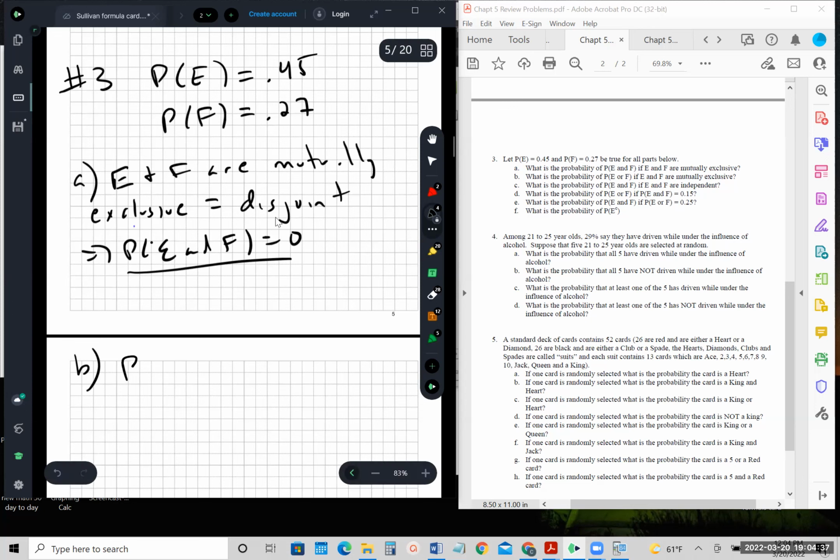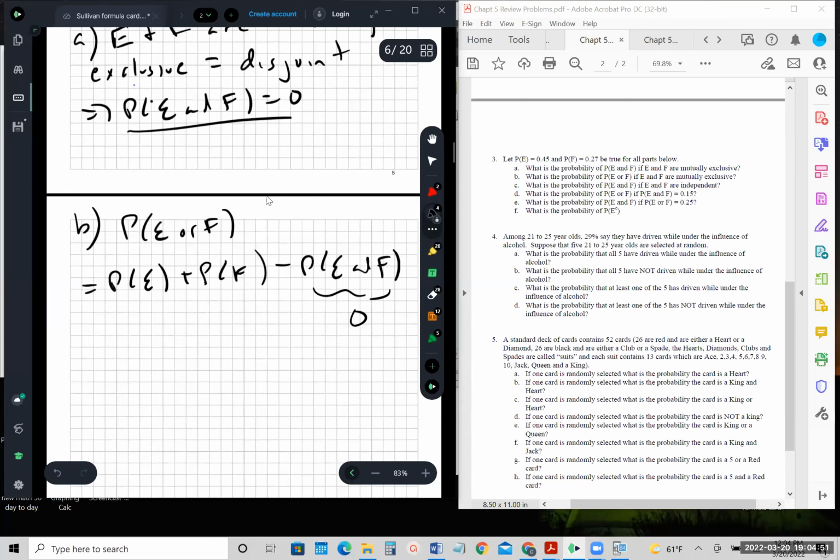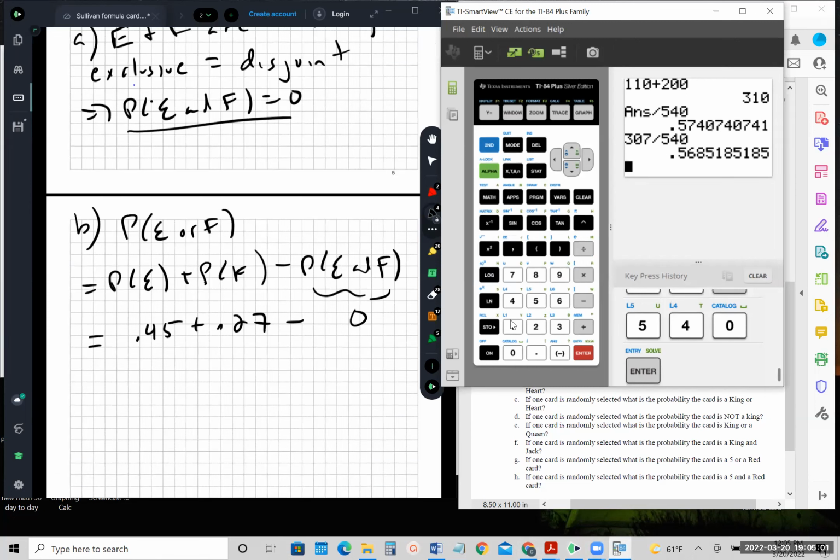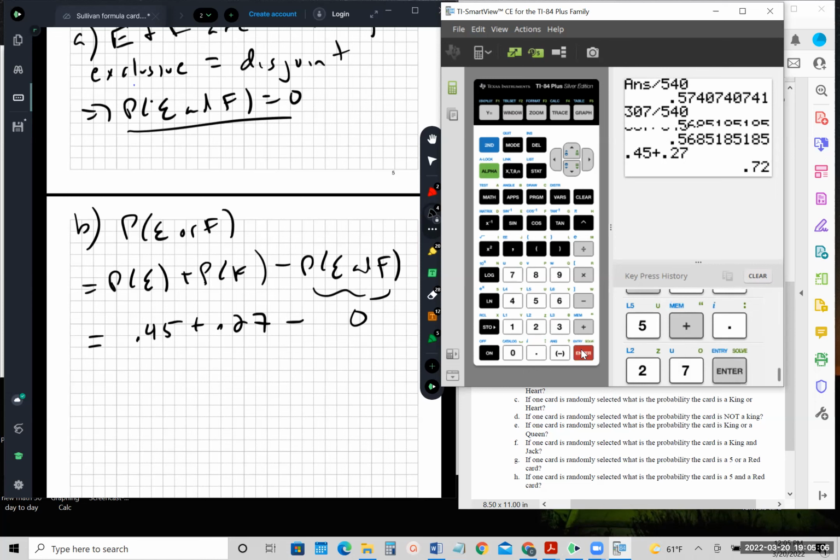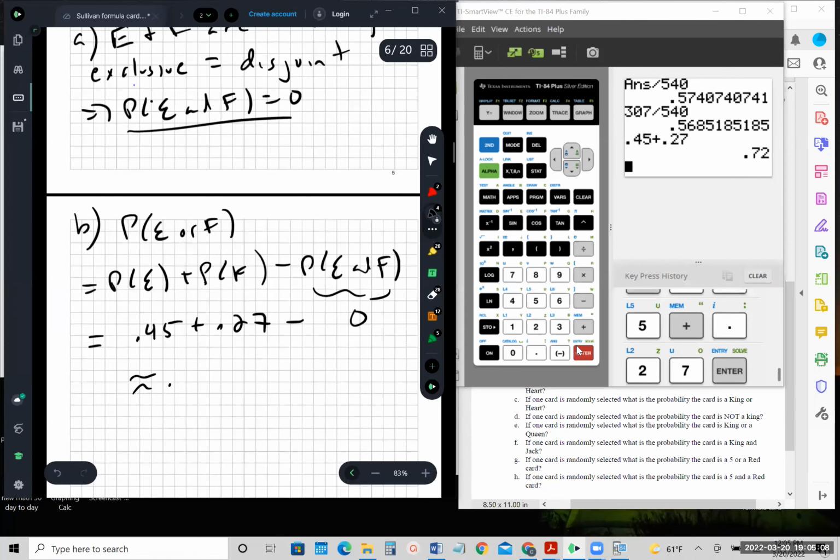So then B would be, what is the probability of E or F if they're mutually exclusive? Well, if you want the probability of E or F, that's equal to the probability of E plus the probability of F minus the probability of E and F. You want to subtract the overlap. But if they're mutually exclusive, this last part is 0. So then we would just use the information that was given, 0.45 plus 0.27, and then you just subtract 0. So you really don't have to subtract anything, but it'd be 0.45 plus 0.27. And I would get 0.72. Actually, we can say exactly 0.72.